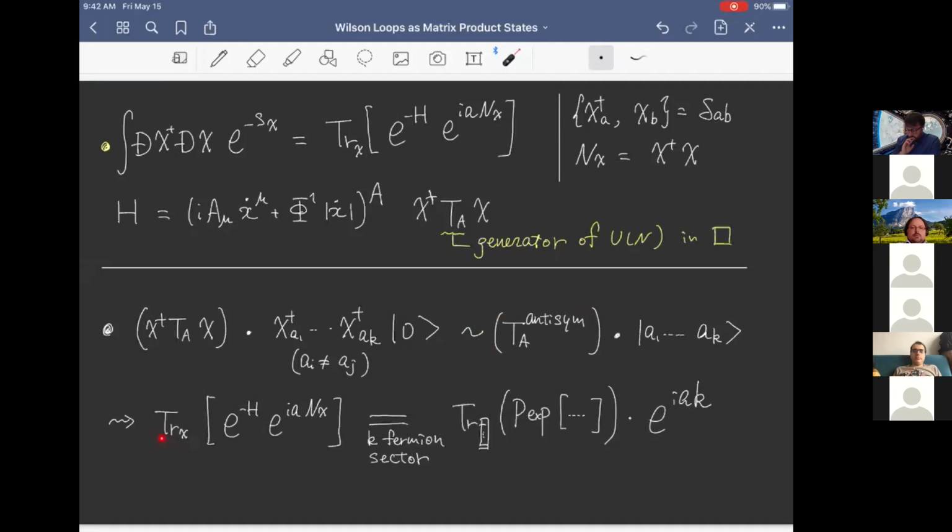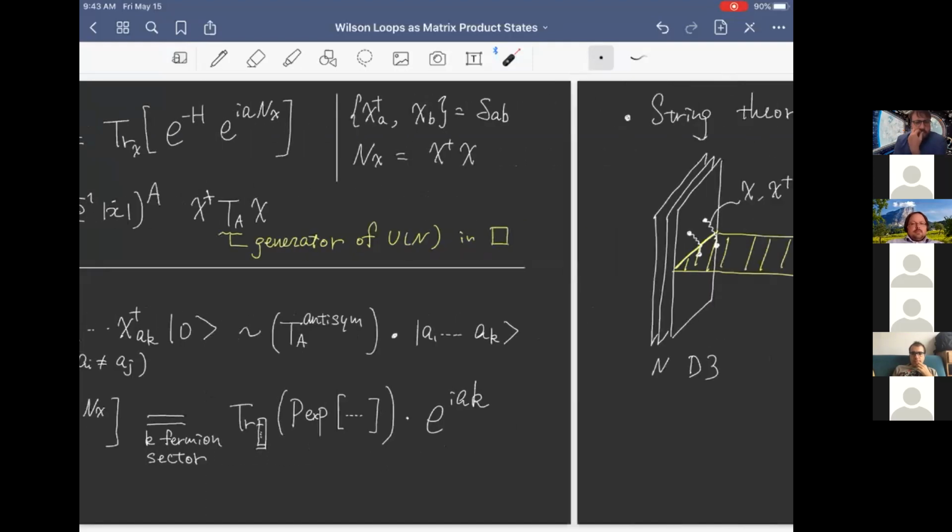So this basically says that this trace can be decomposed into k-fermion sectors. For each sector, you can regard this as the trace of the path-ordered exponential, where the trace is taken in the k-antisymmetric representation. I also get this e to the i a k coming from the e to the i a chi factor. Are there any questions so far? Okay. So this is a way to rewrite the Wilson loop, or the generating function of Wilson loops, in terms of a fermion.